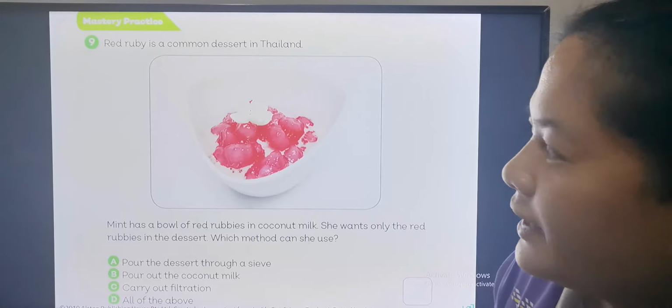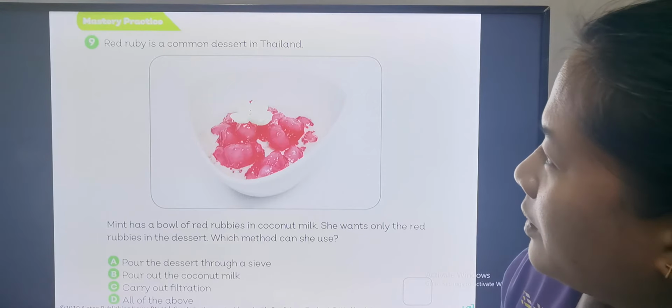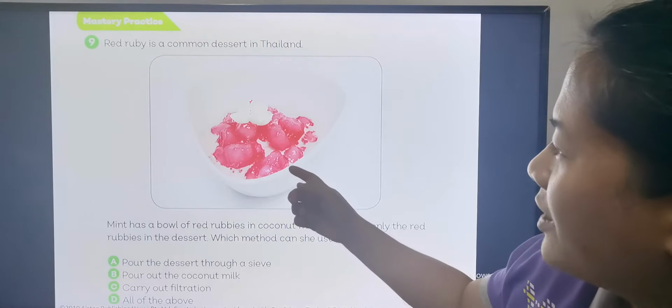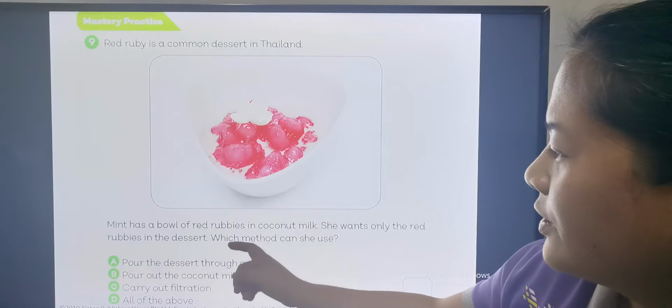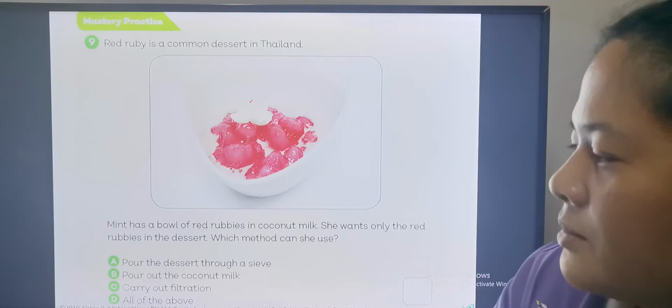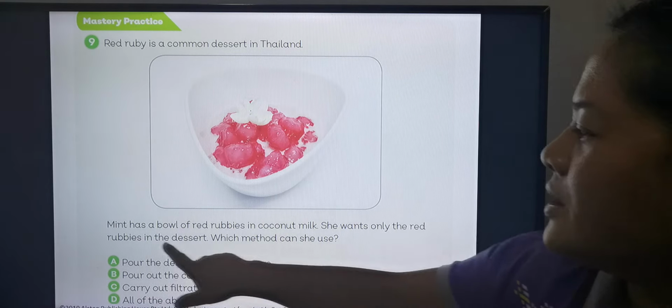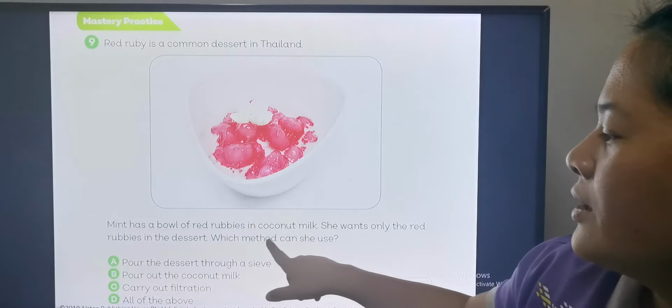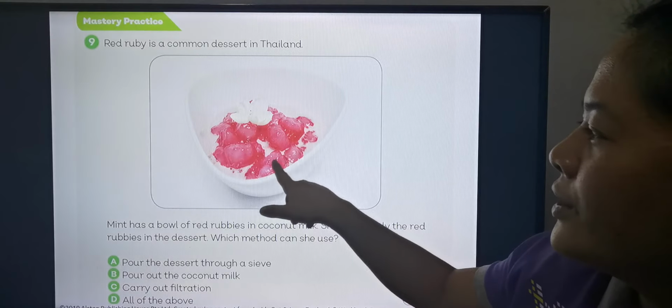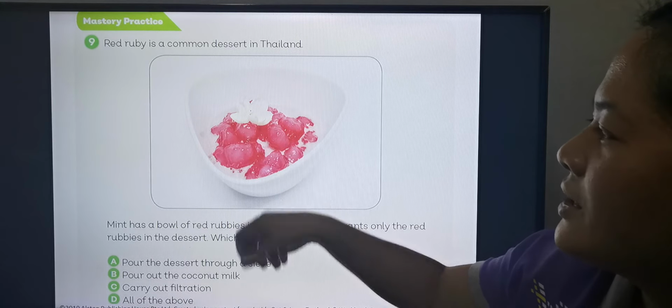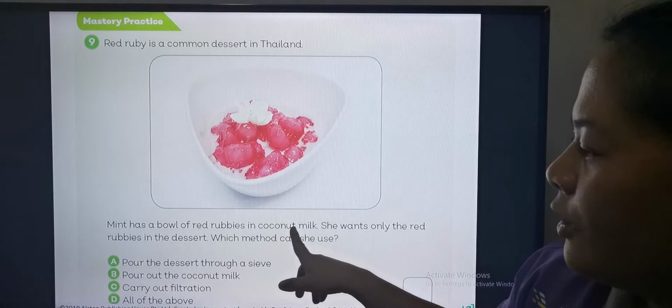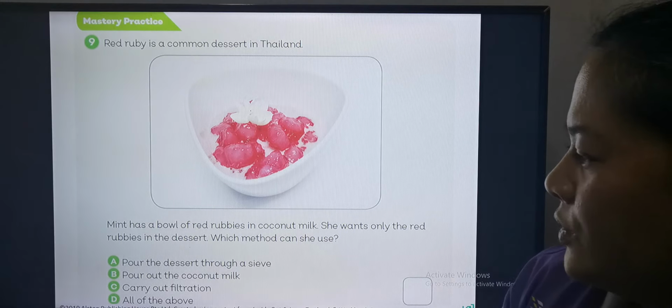Okay, number 9, red ruby is a common dessert in Thailand. So the question is, Mint has a bowl of red rubies and coconut milk. She wants only the red rubies in the dessert. Which method can she use? She only wants the red rubies. She doesn't like the liquid. She doesn't like the coconut milk. So what can she do?